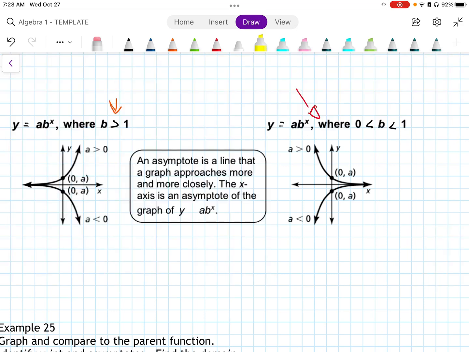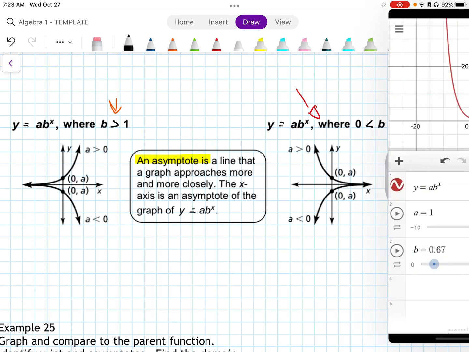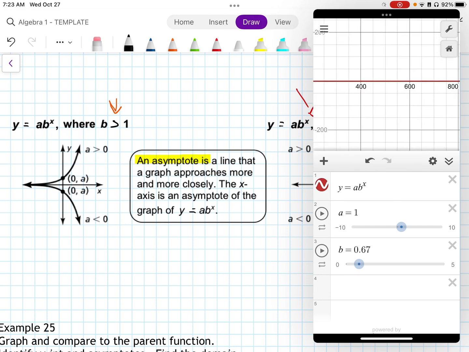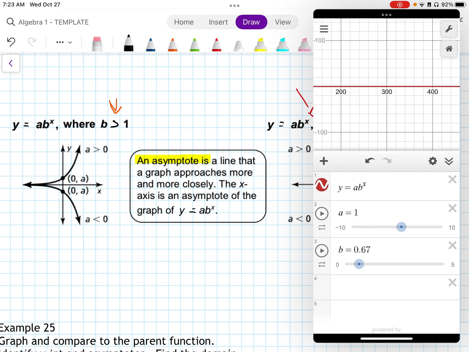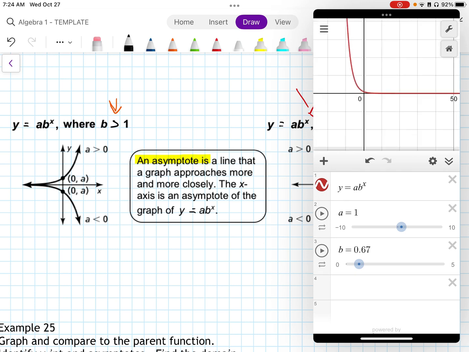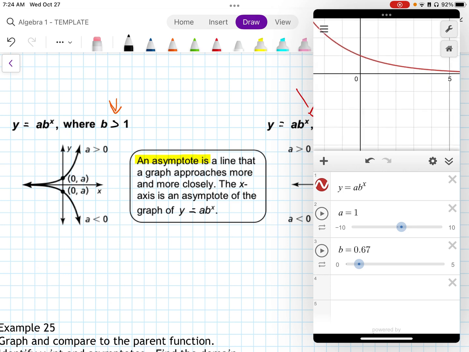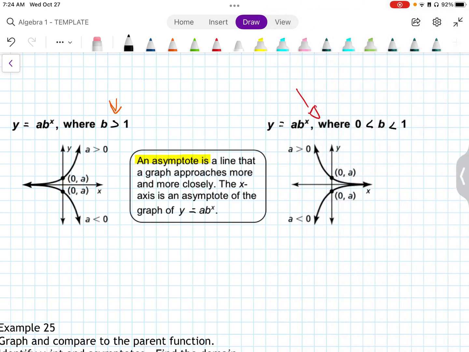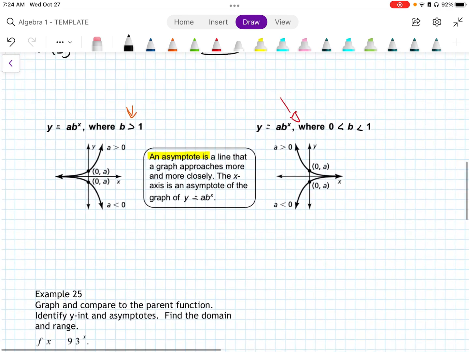Now we also have in the middle here, this paragraph: an asymptote is a line that a graph approaches more and more closely. The x-axis is an asymptote for the graph y equals ab to the x. Now notice that. Let's look at this thing here. If I zoom really far out, that red line is just getting closer and closer to a horizontal. It never would actually touch the x-axis, but it's getting closer and closer to it. So the x-axis is the horizontal asymptote for this graph, right? We see that it starts to hug the axis right here, and forever it's just going to keep getting closer and closer, but never actually touching it, right? That's what an asymptote is. An asymptote is a line that the graph keeps approaching, but never actually touches.